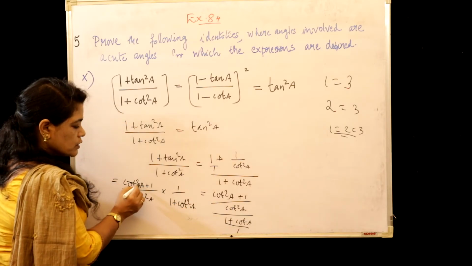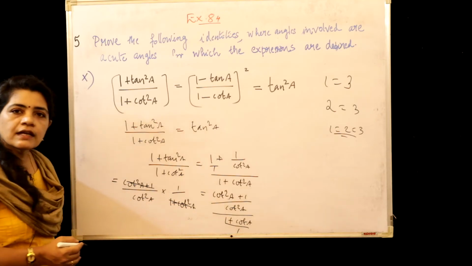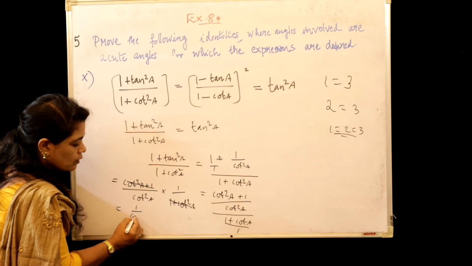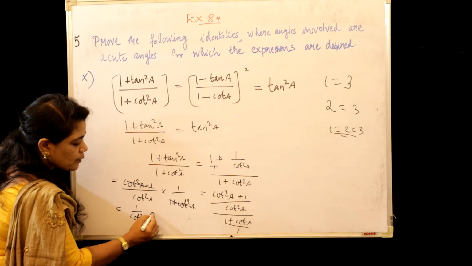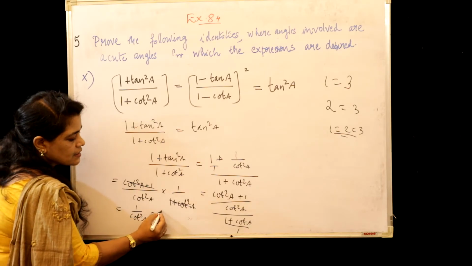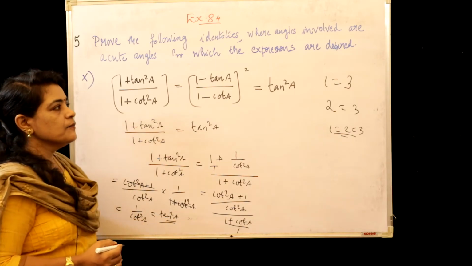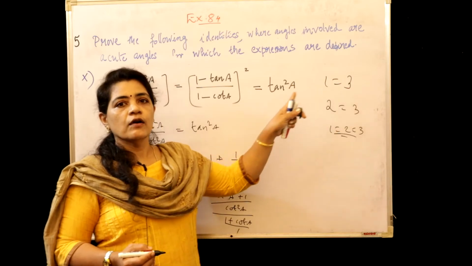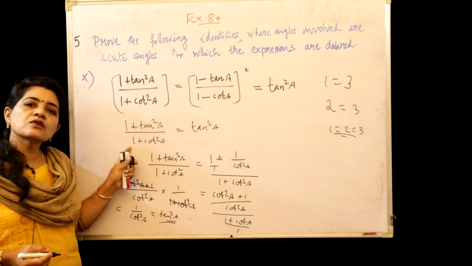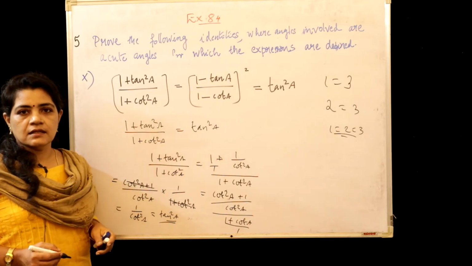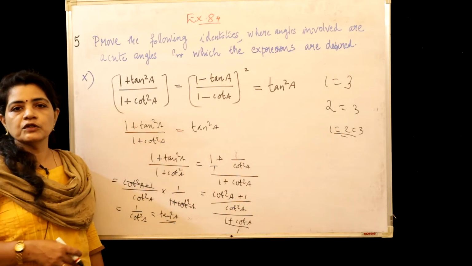See children, cot square A plus 1 and cot square A plus 1 get cancelled. So you will have 1 by cot square A. What is the reciprocal relation? That is tan square A. That means after taking first and third, we can show that the LHS of the first case is equal to the RHS of the third one. That means we have proved 1 equal to 3.